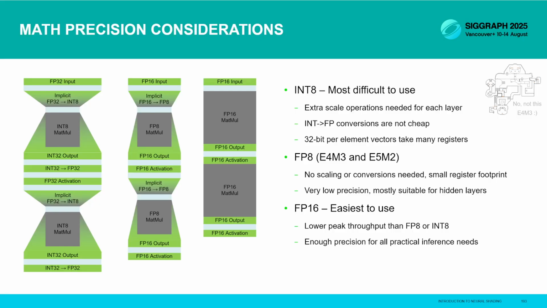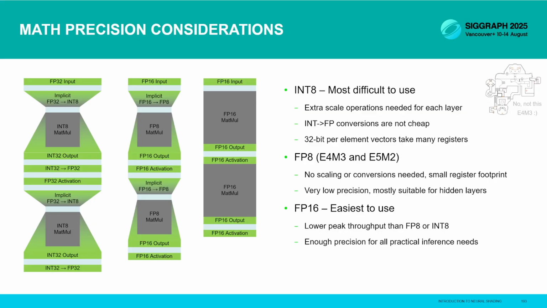Finally, I'd like to say a few words about math precision and how it affects performance. There are three main levels of precision available on Cooperative operations on NVIDIA GPUs: 8-bit integers, 8-bit floating point in two versions, E4M3 and E5M2, and 16-bit floating point. Each one has unique advantages and drawbacks.